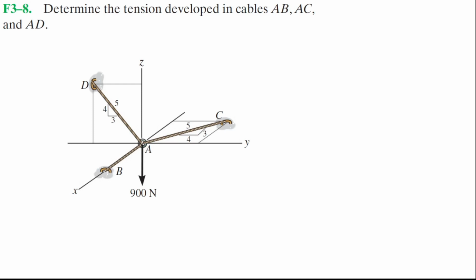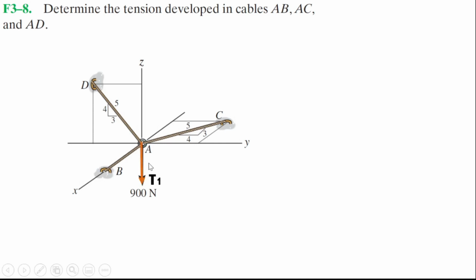As you can see, we have three chords. This is the chord between AB, this is AC, and AD. Now, there is another chord, usually this one, which is the 900 Newton, which is usually the weight. So if that is the case, we will name this one as another force or another tension. So let's identify first the tension or the forces on this diagram.